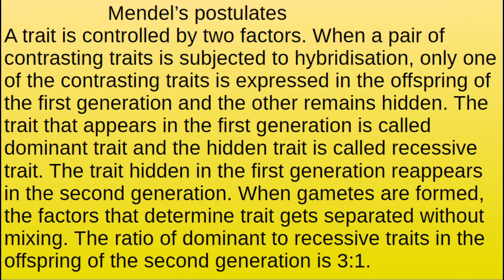When gametes are formed, the factors that determine traits get separated without mixing. The ratio of the dominant to recessive traits in the offspring of the second generation is 3:1.